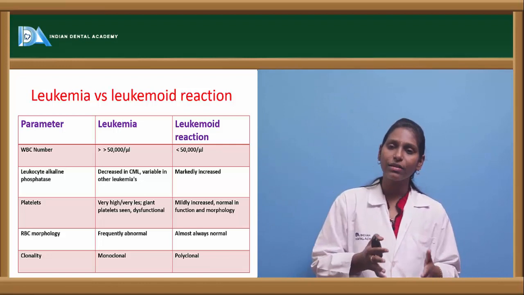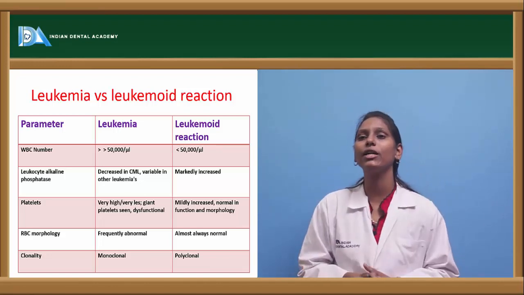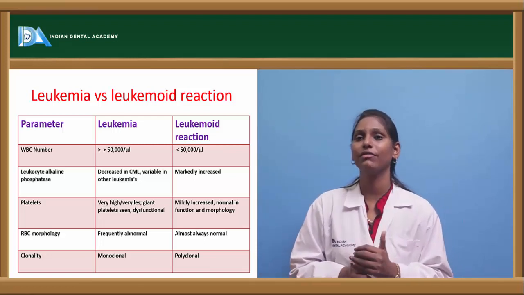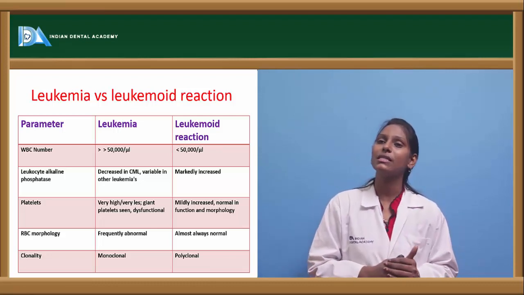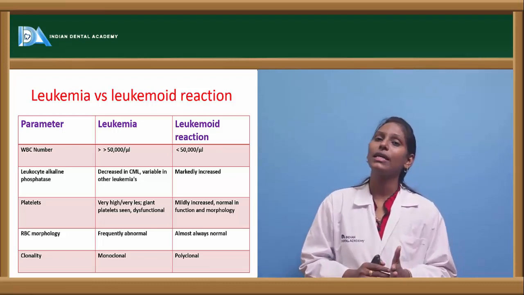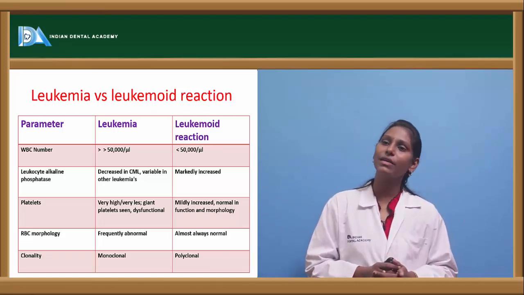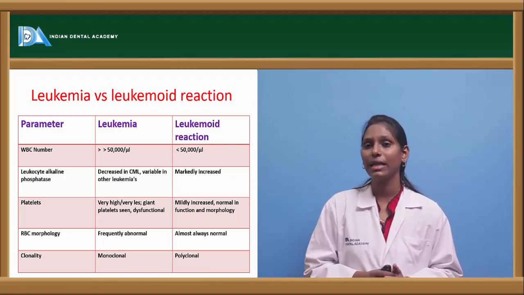Now we have a certain reaction called leukemoid reaction. The difference between leukemia and leukemoid reaction is that the WBC number in leukemia is usually greater than 50,000. Usually it can reach up to 1 lakh, whereas in leukemoid reaction it is less than 50,000. The leukocyte alkaline phosphatase is decreased in CML, variable in other leukemias, whereas in leukemoid reaction we see markedly increased leukocyte alkaline phosphatase.